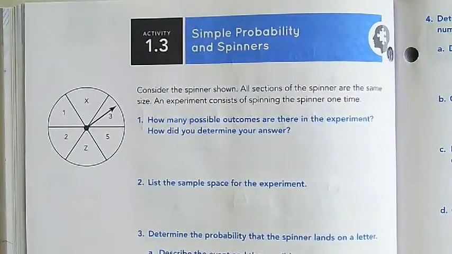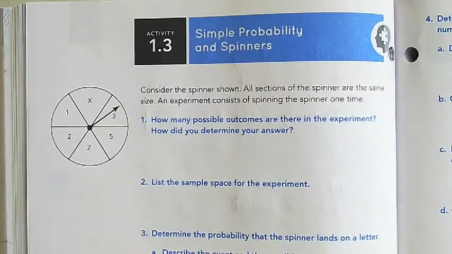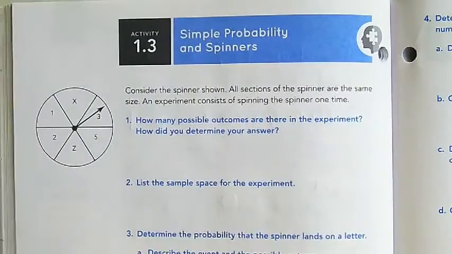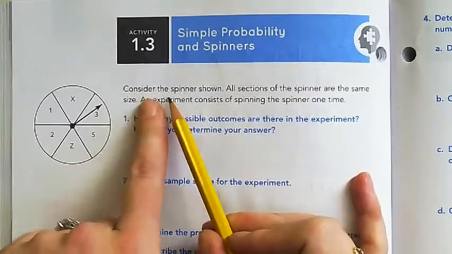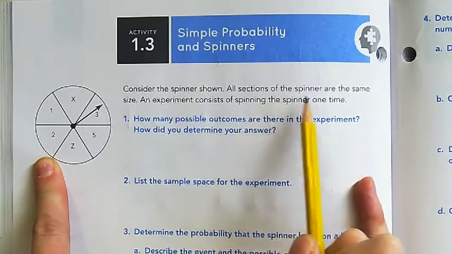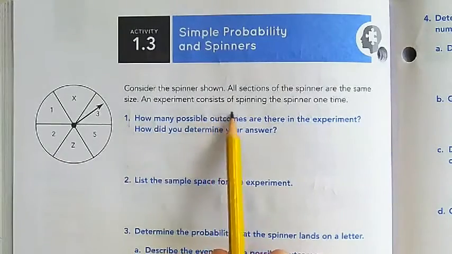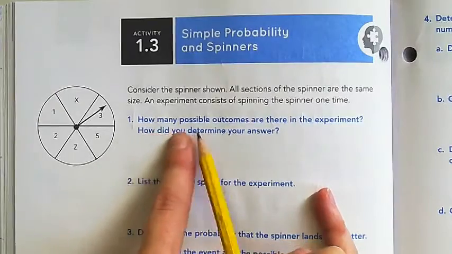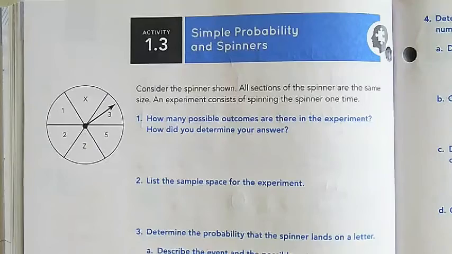So far, we've been finding the probability of events from a number cube. But we can do the exact same thing with other experiments, like spinning a spinner. Consider the spinner shown, this one here. All sections of the spinner are the same size. An experiment consists of spinning the spinner one time. Number 1, how many possible outcomes are in this experiment? And then how did you determine this?